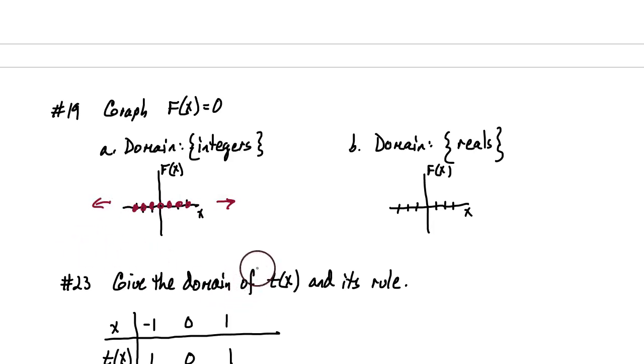Now we're going to regraph it, but this time use any real number for x. This time we don't get separated dots, but we get dots that are infinitely close together. We might as well just draw a straight line. There's our graph.